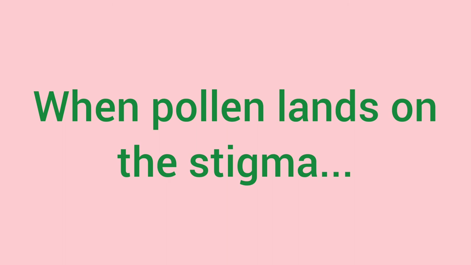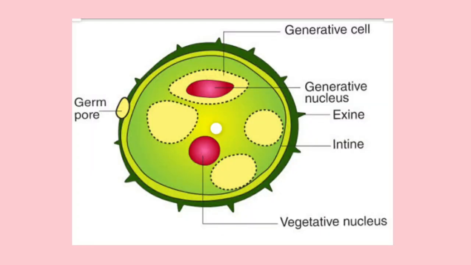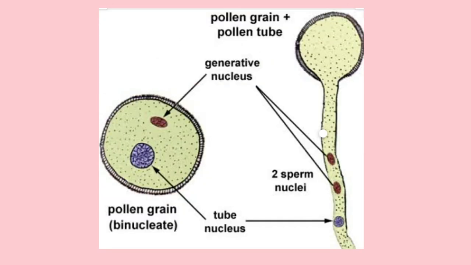What happens when pollen is transferred to the stigma? Upon transfer, the pollen germinates and grows through the style to reach the ovule. The microspore or the pollen contains two cells, the pollen tube cell and the generative cell. Through the pollen tube, generative cell travels and reaches the embryo sac. In the meanwhile, the generative cell divides to form two sperm cells.